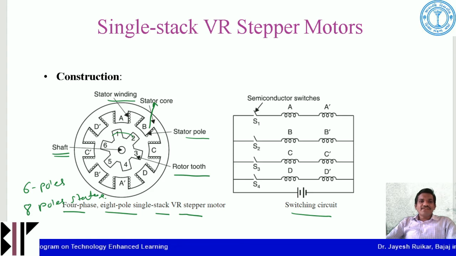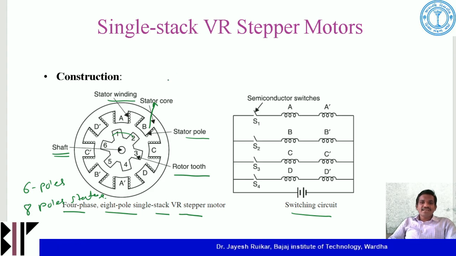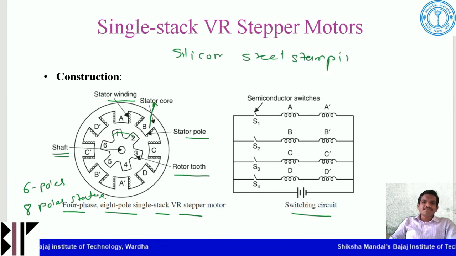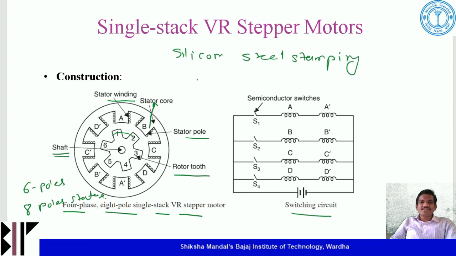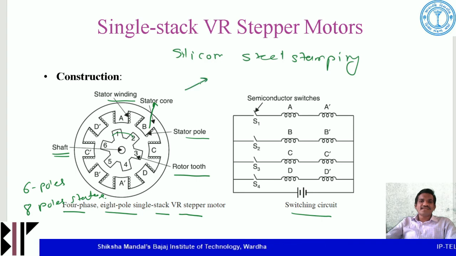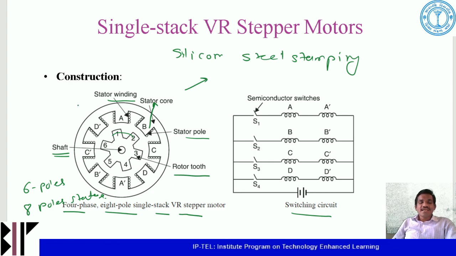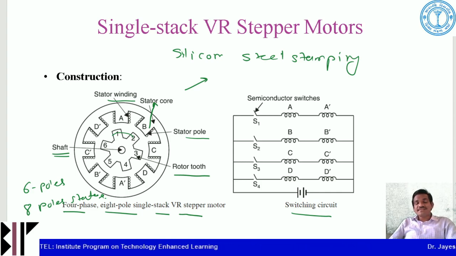When I talk about the stator material, the stator is made up of silicon steel stamping, whereas the rotor is made up of laminated silicon steel. This is also silicon steel, but laminated. When you talk about the poles on the stator, generally they are even in number, but in some stepper motors the stator poles are odd in number.